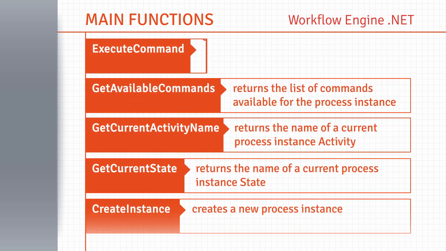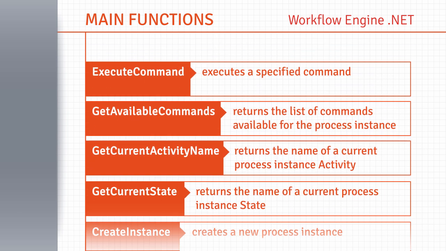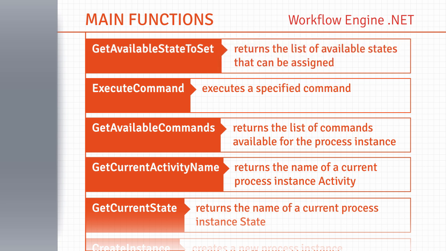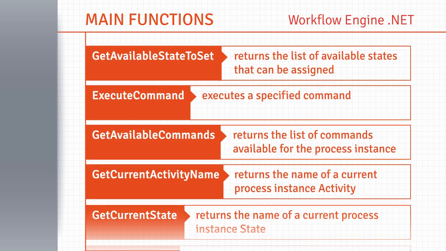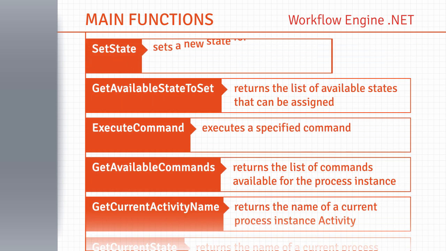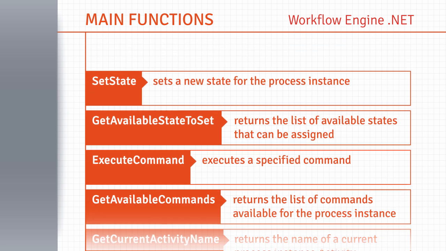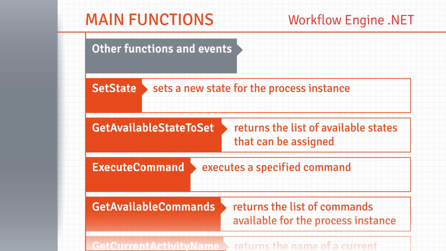Execute command executes a specified command. Get available state to set returns the list of available states that can be assigned to the process instance. Set state sets a new state for the process instance. Workflow runtime also contains other functions and events that can be used to interact with a process instance.